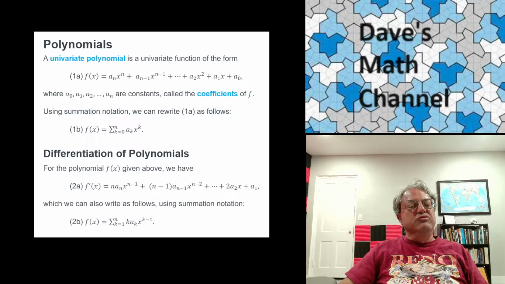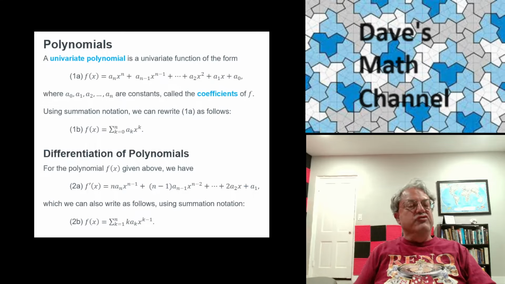Well, the formula is pretty simple for differentiating univariate polynomials. It turns out that what you do is you're basically just using the power rule for each term. So for instance, the first term of f of x was a sub n x to the n. Well, I think we remember from the power rule that the derivative of x to the n is n x to the n minus 1. Here we're multiplying by a sub n, so we really just get n times a sub n times x to the n minus 1. That's going to be our first term.